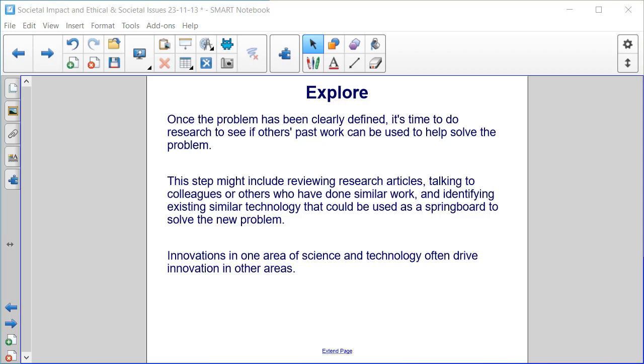Once the problem has clearly been defined, it's time to do research to see if others' work can be used to help solve the problem. This is the explore step. This step might include reviewing research articles, talking to colleagues or others who've done similar work, and identifying existing similar technology that could be used as a springboard to solve the new problem. Innovations in one area of science and technology often drive innovation in other areas.